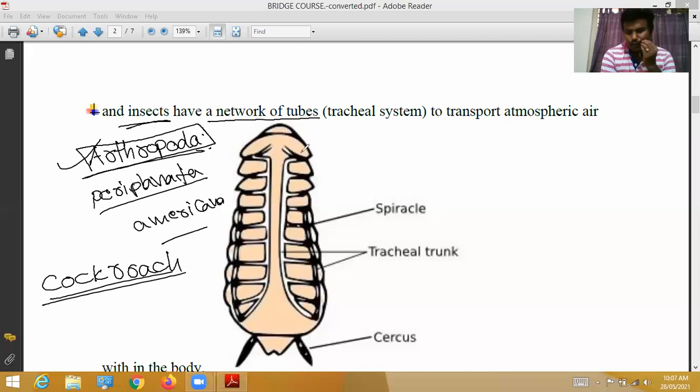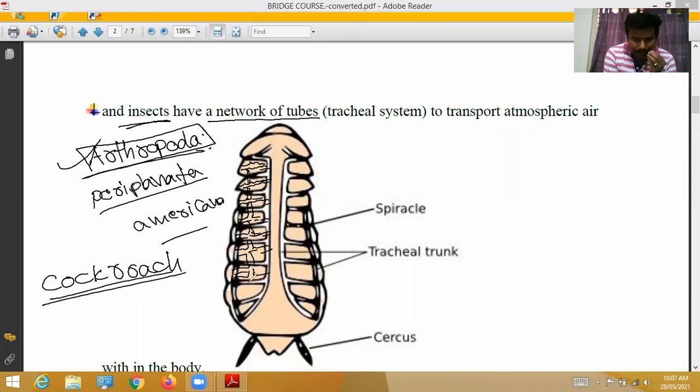The cockroach has a network of tubes. See here, there is a network of tubules like this way. Here, this network of tubules is connected to this, and connected to this, and so on, here, here, here. In the same way, here a pair of openings are present. These are all called a network of tubes.